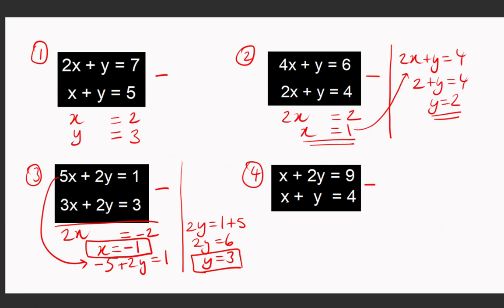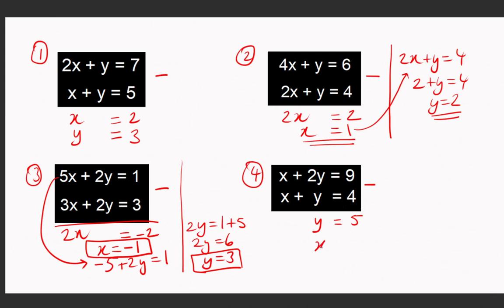Yeah, it's helping us when we subtract and one of the things disappears, because then it's easier to work out what the other one is. So x minus x is nothing. 2y minus y is just 1y. And 9 take away 4 is 5. So this time we know that y is equal to 5.